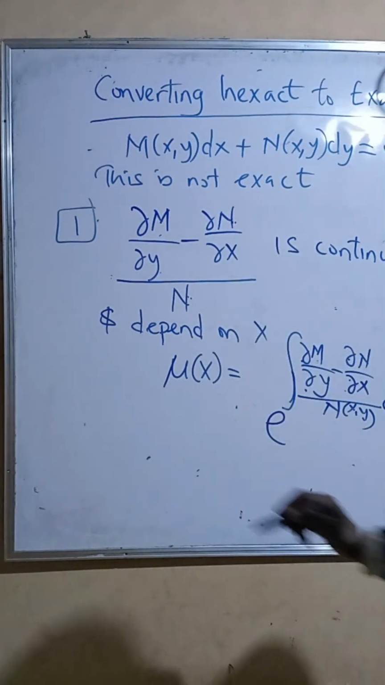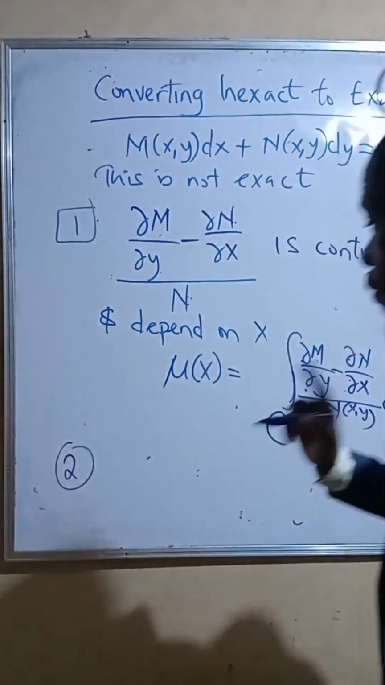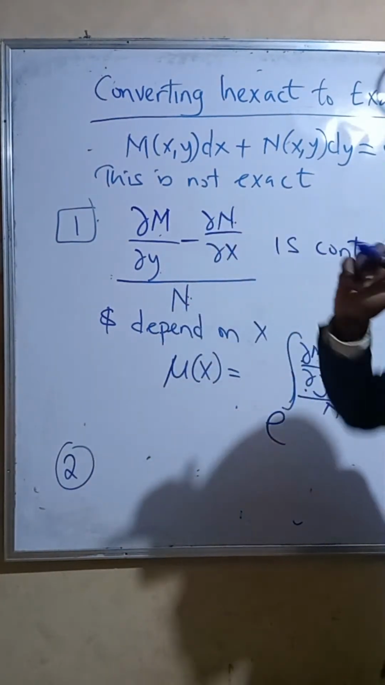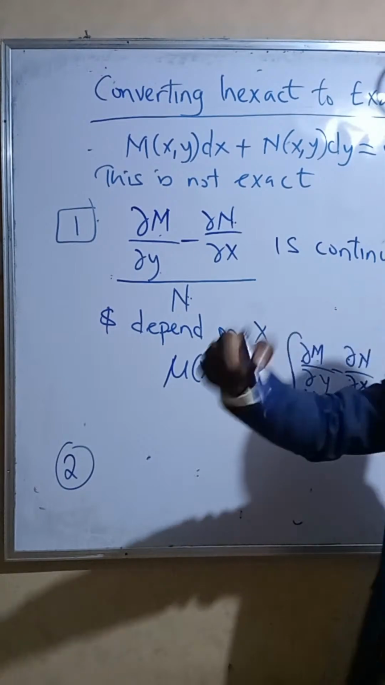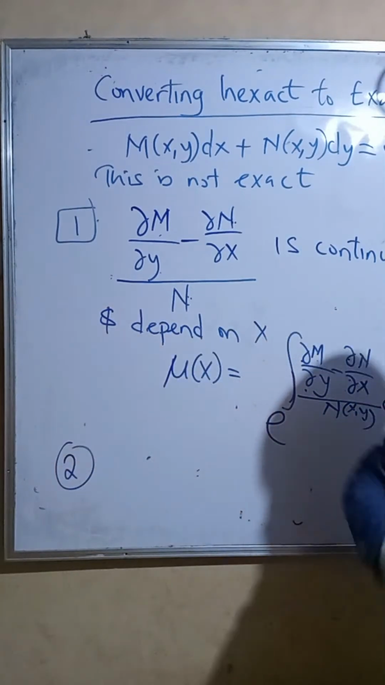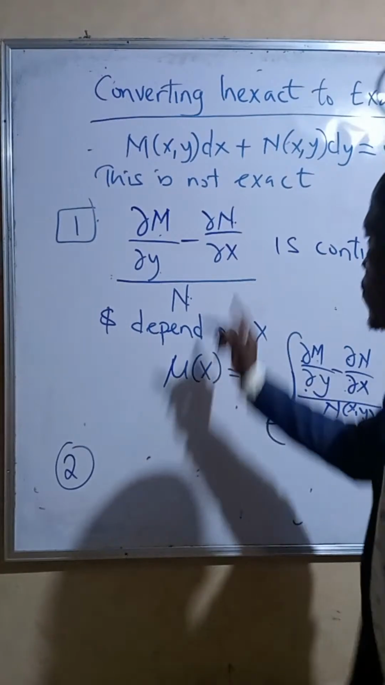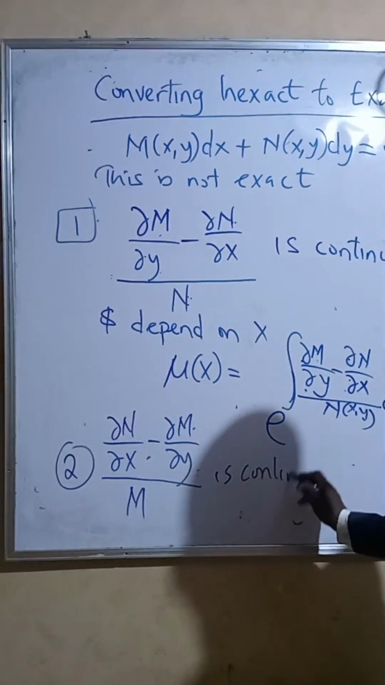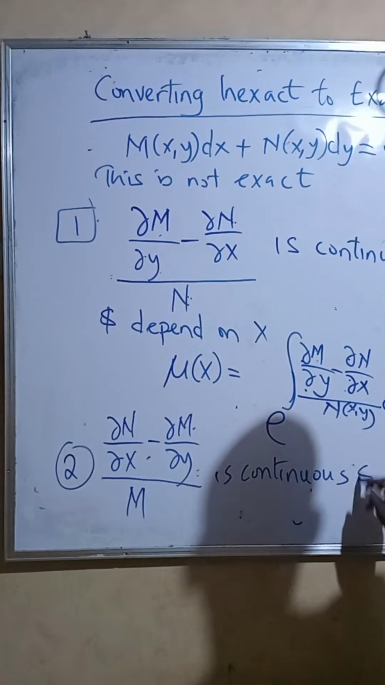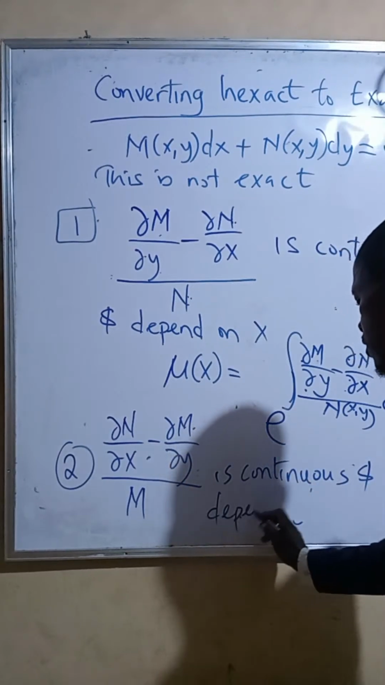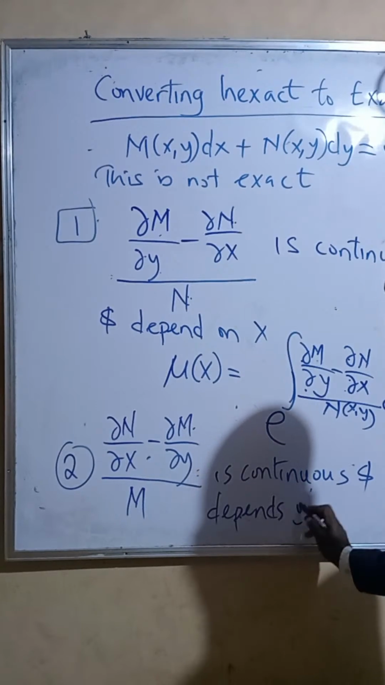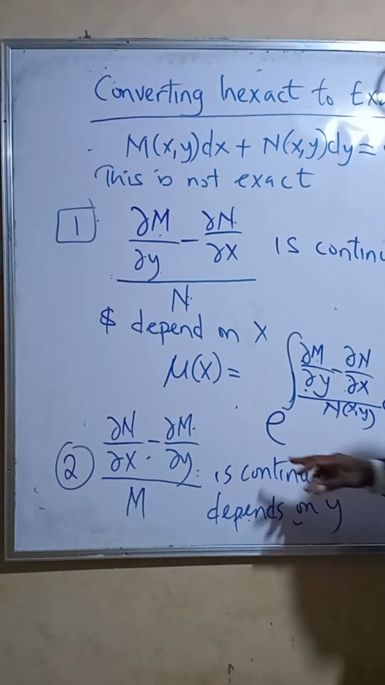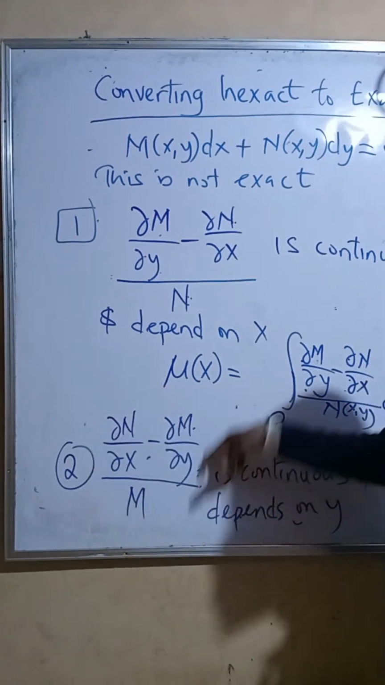The second one, number 2. Don't forget, by the time you do the fraction and the algebra, it must be a function of one variable. If it's a function of 2 variables, then nullify. Then you have to try the second formula, which is to reverse the process. That will be continuous and depends on y. So the integrating factor will be the same thing, e to the power of the whole of the fraction.